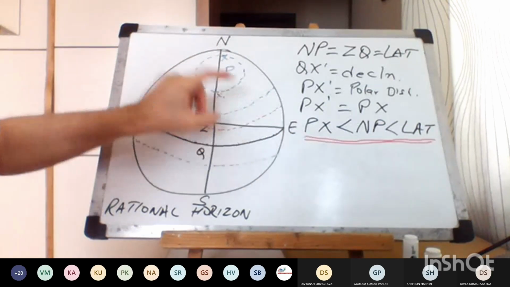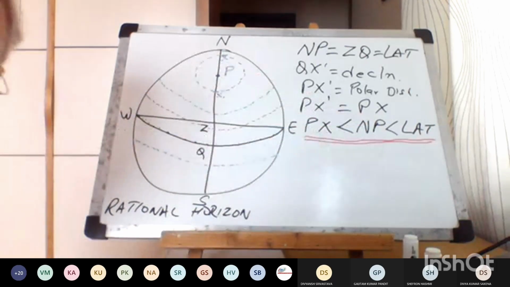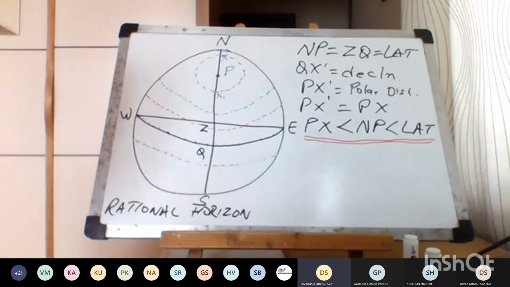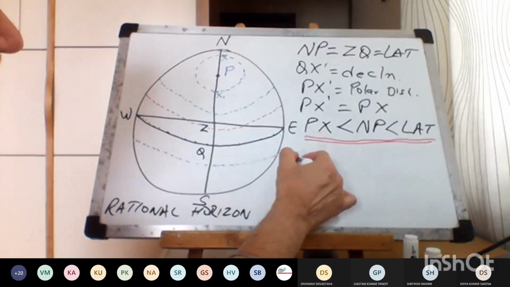So Px is less than NP and is less than the latitude also. There should be no doubt about this. I'm not hearing any answers. Didn't understand? Should I explain again? Understood, sir. Polar distance, if it is less than the latitude, then it will be a circumpolar body. So what are the conditions of a body being circumpolar?